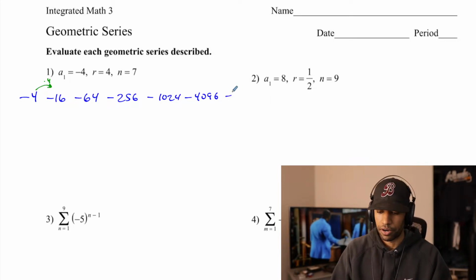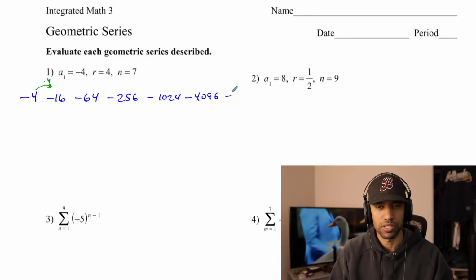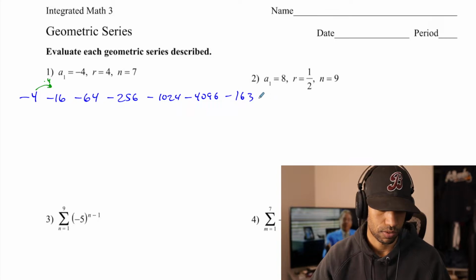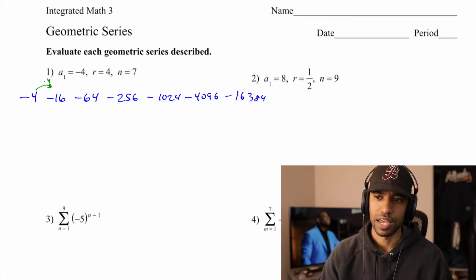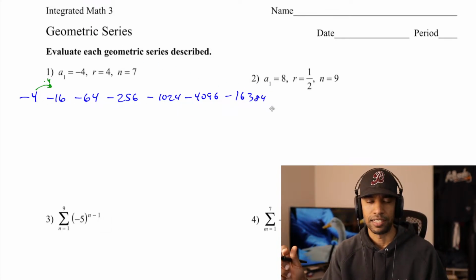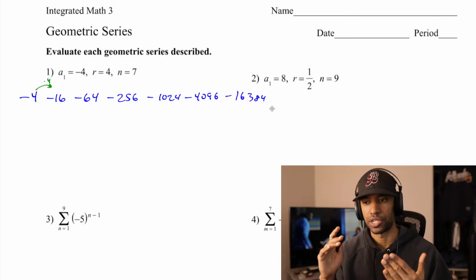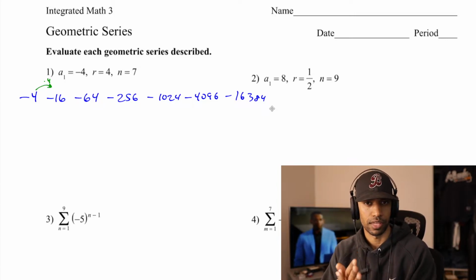But notice what I'm doing here. I'm not putting a comma in between these because this will be a series. Hold on, 4096 times 4 is 16384. So these 7 terms are going to be added together, or subtracted if you will. They're all negatives, and adding a negative becomes subtraction. And basically I want to find out this result here.